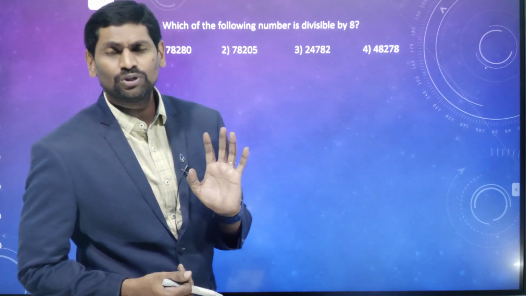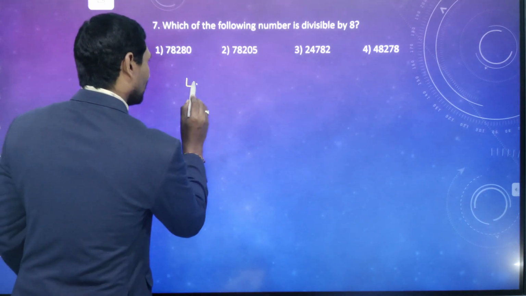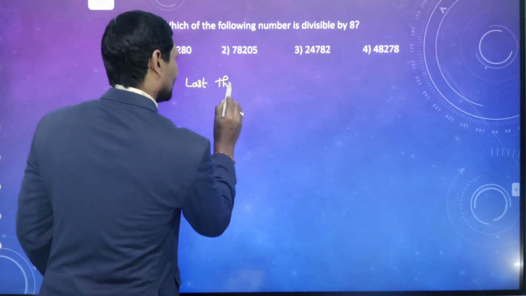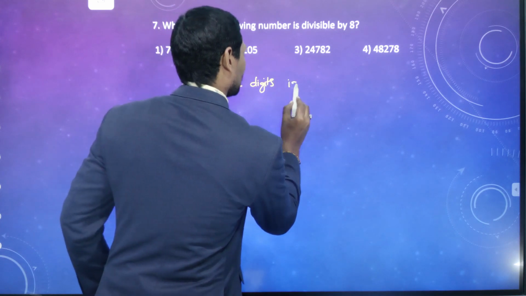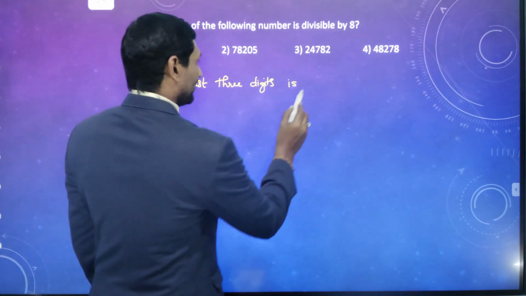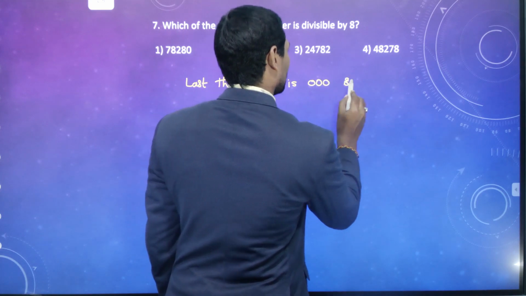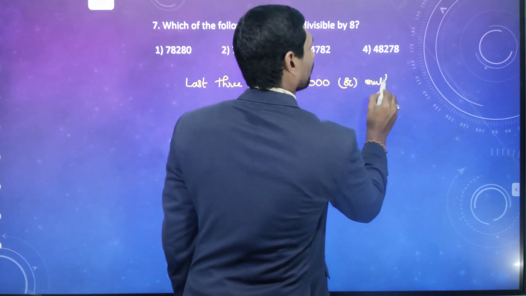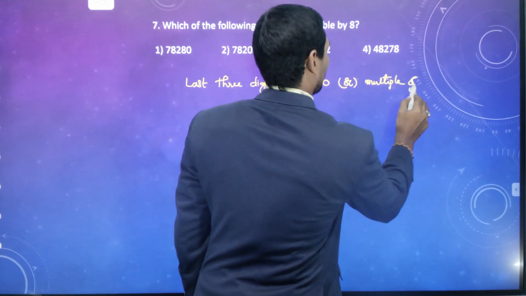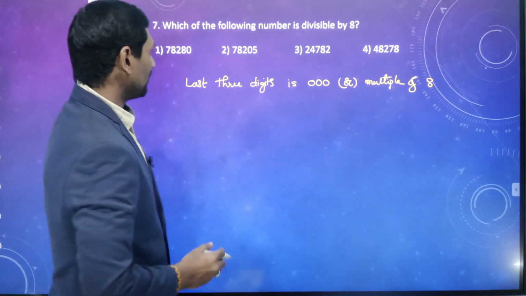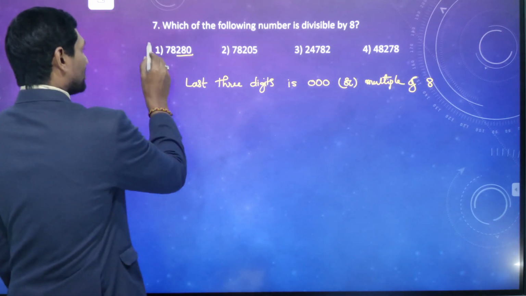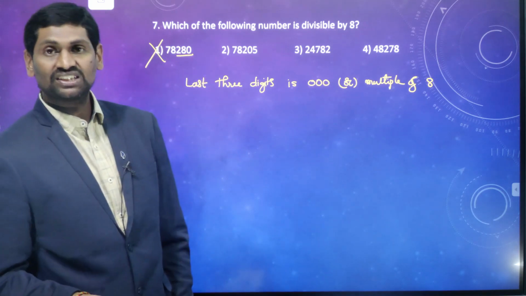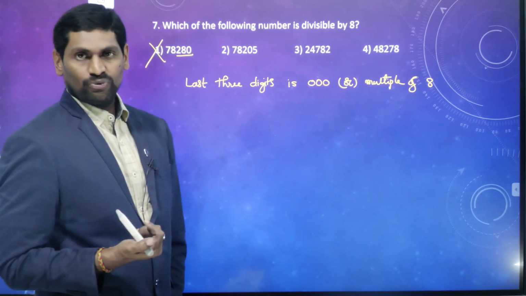Which of the following is divisible by 8? Again, the divisibility rule for 8. What is the divisibility rule? The last 3 digits of a number are zeros or multiples of 8, then the entire number is exactly divisible by 8. Let us check the last 3 digits. 280. 280 is not a multiple of 8, because in the 8 table, 8 3s are 24, 8 30s are 240.